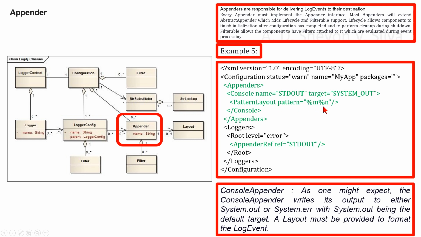Here the parameter name is the name of the appender. This is the target string, either SYSTEM_OUT or SYSTEM_ERR. The default is SYSTEM_OUT.